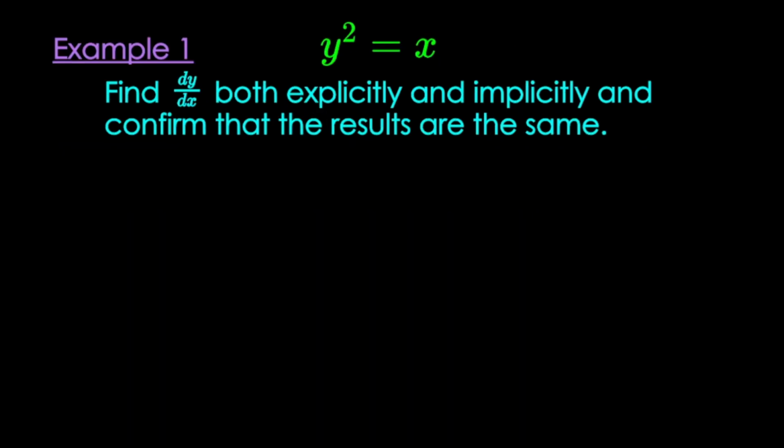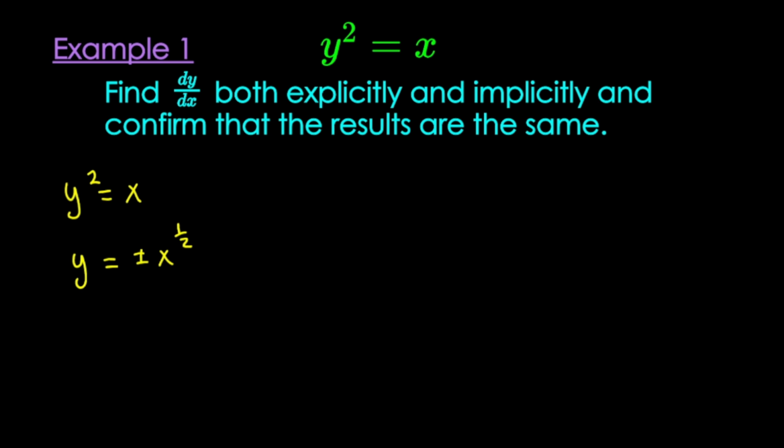Let's start with a very basic example that shows what is going on with implicit differentiation. It'll make a good point to show that if we do the problem explicitly and implicitly, we're going to get the same result. So explicit differentiation means that we need to have y isolated first. Since they gave us that y squared is x, to solve for y, we can raise both sides to the 1/2 power, and we'll get y equals plus or minus x to the 1/2.